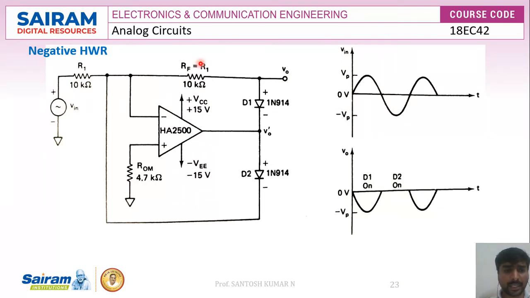This figure shows a negative half wave rectifier with two diodes. Here we make use of two diodes. These two diodes are used to avoid the V naught output going to saturation. In the previous circuit, as I told, during one half of the cycle the output will move to a saturation voltage, that is either plus or minus. So in order to avoid the output going to saturation, we make use of two diodes.